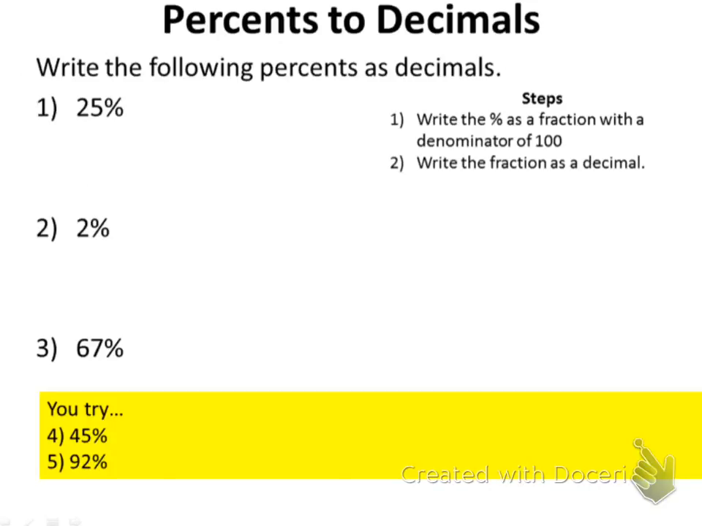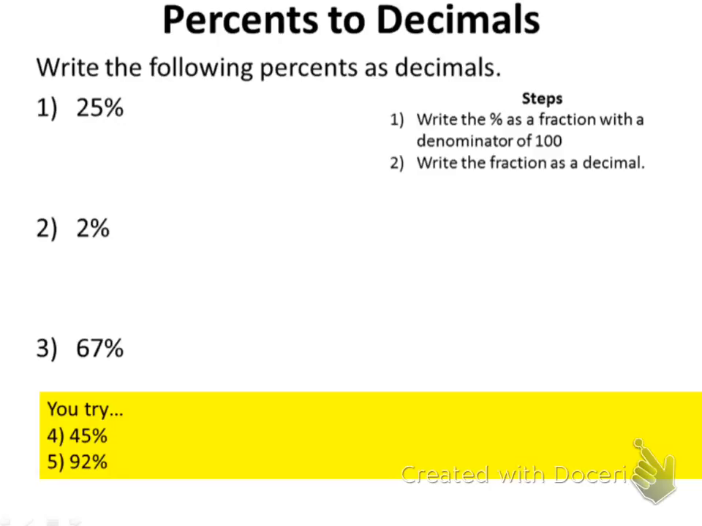Our next thing we're going to talk about is going from percents to decimals and decimals to percents. Again, I wrote the wrong title on your guided note. I'm really sorry about that. Please cross it out and write the correct title at the top. Our first step for writing a percent as a decimal is to write the percent as a fraction with a denominator of 100. Then we write the fraction as a decimal. You're going to see a trick, a pattern, hopefully, as we go through this. I'll make sure you see the pattern by the time we get to the end.